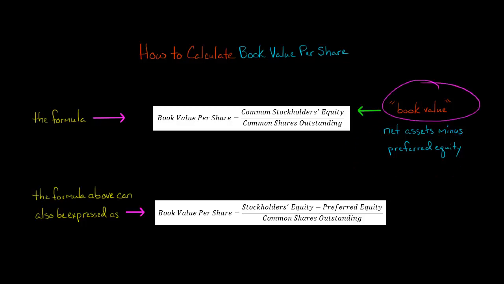So in theory, what this book value represents, the numerator right here, common stockholders' equity, is the amount of money that the common stockholders would receive if all the company's assets were sold for their book values, that's the value on the balance sheet, and then all the company's liabilities were satisfied. Now, in reality, this is not actually the amount that common stockholders receive if the company was liquidated, and we'll get to that in a minute. But in theory, this is the idea: if all the company's assets were sold for their book values and the liabilities were satisfied, how much money would each shareholder get?